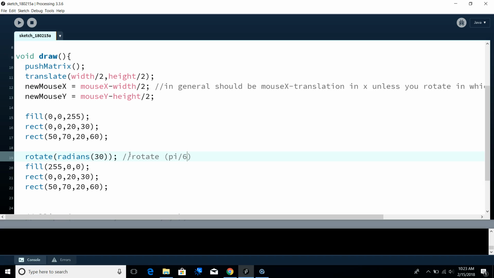pi over 6. Oh, and in processing, pi has to be capitalized. The P and the I both have to be capitalized. And it'll turn green in the compiler. You guys all good with this? Okay, so that would be equivalent. Let me see what I get.